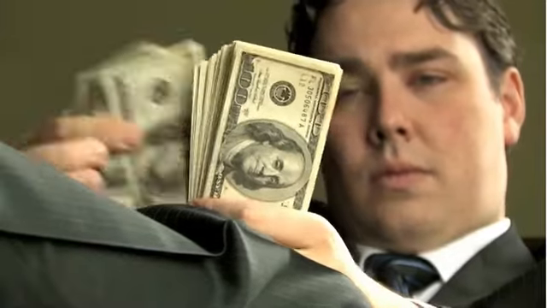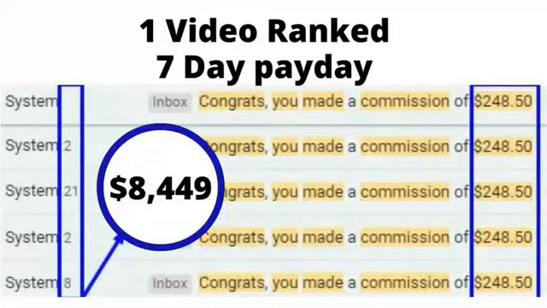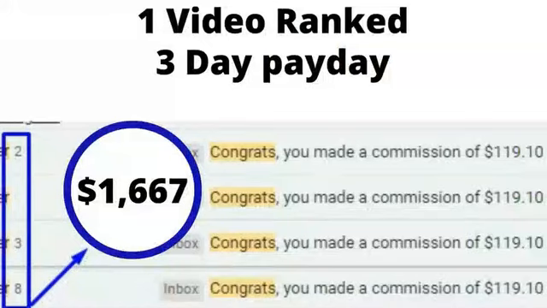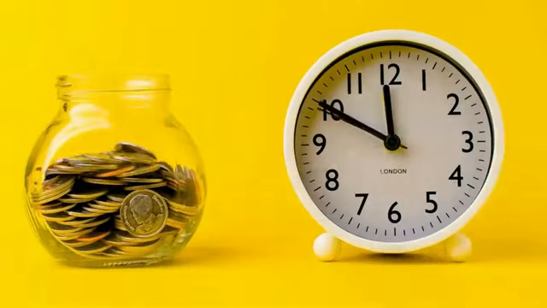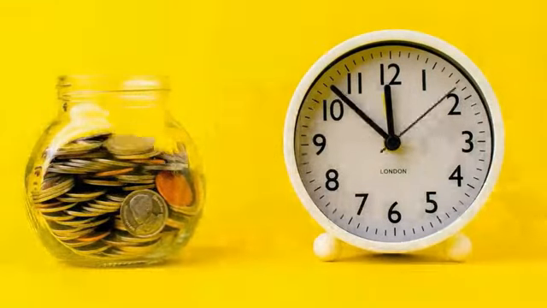Imagine making $8,449 in just 7 days with a tiny Chrome extension, or quickly ranking one video and pulling in $1,667 in 3 days with 3 minutes of work. How about saving boatloads of time with every video description you do?